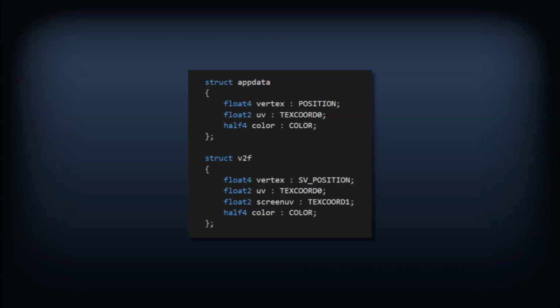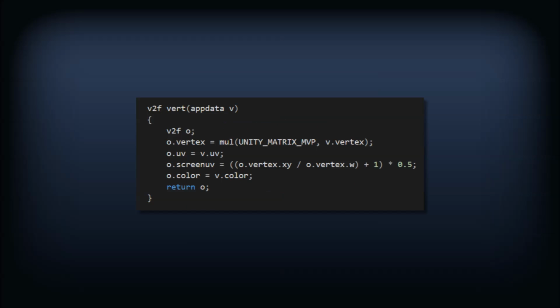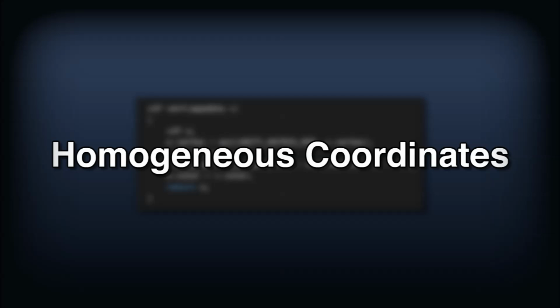Moving on, our v2f struct carries the position, tex coord, and color along, but also tacks on an additional tex coord called screen UV. This will be the position of the fragment on the screen. That's also the most interesting portion of our vertex program, so let's check it out. I'm totally going to gloss over some technical stuff here, but if you want a better understanding, look into how homogeneous coordinate systems work. It's basically a 4-dimensional hack for 3D transformations.